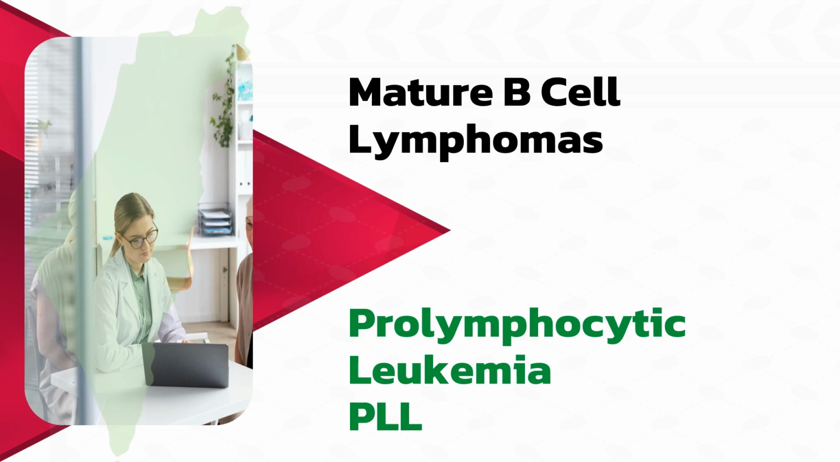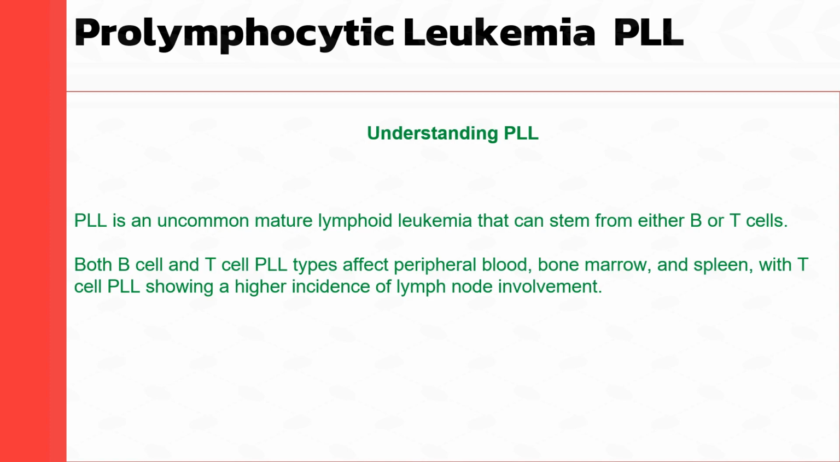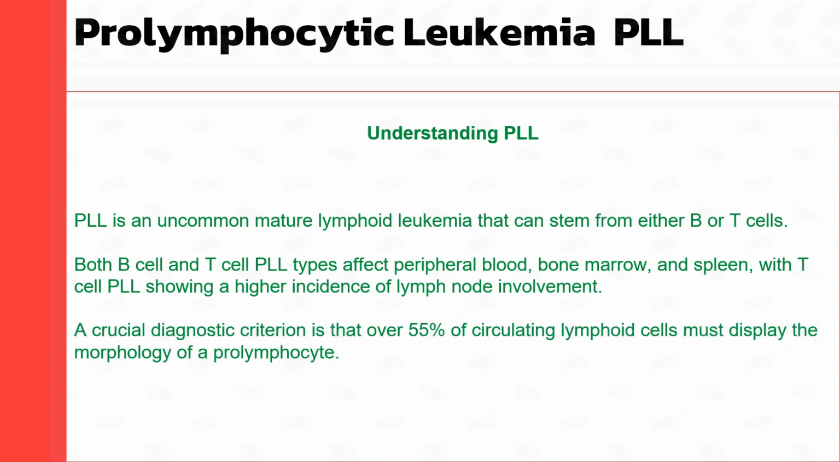Prolymphocytic leukemia, or PLL. This mature lymphoid leukemia can originate from both B or T cells and involves various body compartments. We'll cover its diagnosis, morphological features, and clinical aspects, so let's get started. PLL is an uncommon mature lymphoid leukemia that can stem from either B or T cells. Both B-cell and T-cell PLL types affect peripheral blood, bone marrow, and spleen, with T-cell PLL showing a higher incidence of lymph node involvement.